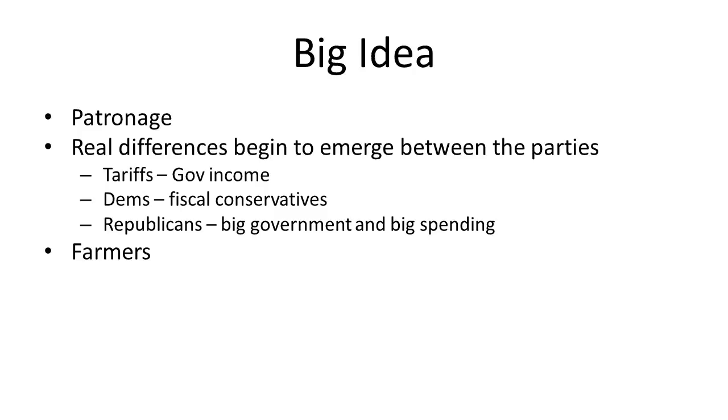Politics in the Gilded Age really revolve around patronage, and the real differences between the two political parties begin to emerge later, and it begins to emerge over tariffs, over the government's primary form of income. The Democrats are going to be the fiscal conservatives at this point, where the Republicans are going to be for big government and big spending and for the big tariffs that are needed to pay for all of that. Now, that's going to start to redefine politics, but importantly, too, so are farmers, and they're going to emerge into a new movement that we're going to talk about shortly.